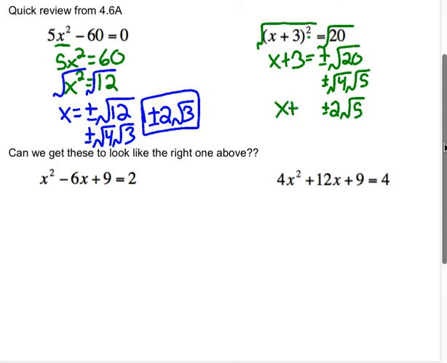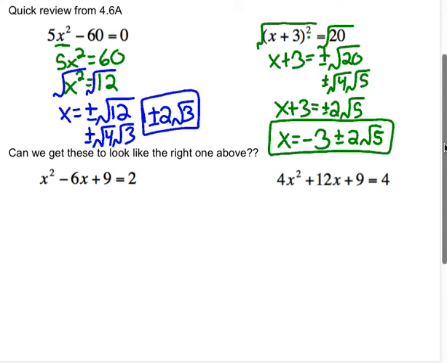Then, of course, you still have this x plus 3 that's sitting over there. If I want to solve for x, just subtract that 3 over. Then you still have the plus or minus 2 square roots of 5 sitting there. So again, from the first notes, that's what I'm hoping that you got out of it, okay? Especially this idea over here.